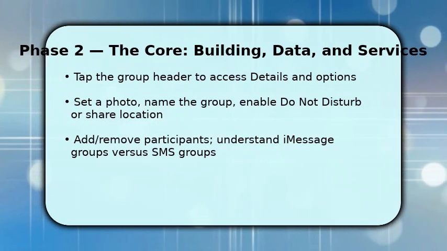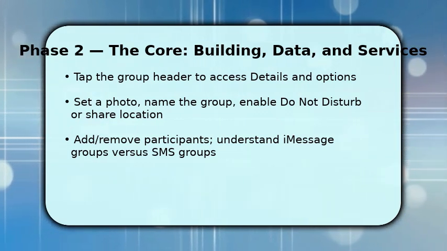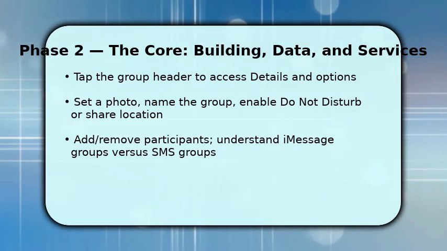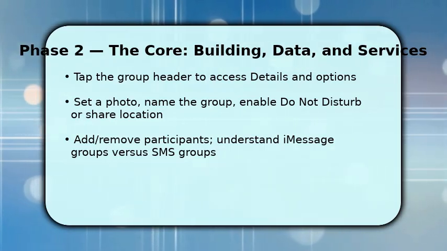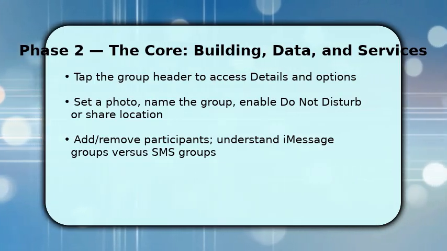You tap the group header, then choose Details to see options. This is where you name the group and set a photo. Once done, enable Do Not Disturb or choose to share your location, depending on what the group needs. You can add or remove participants here.